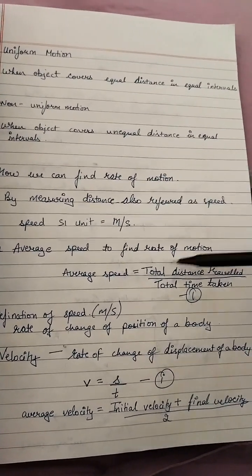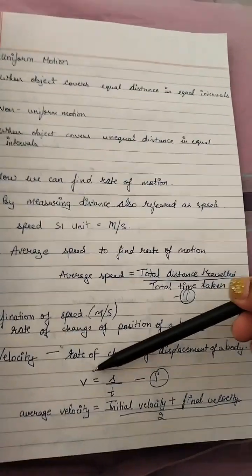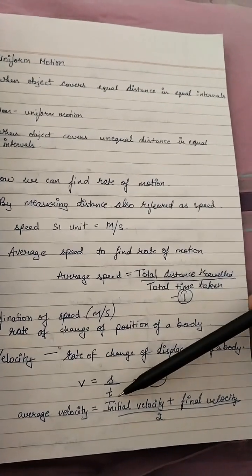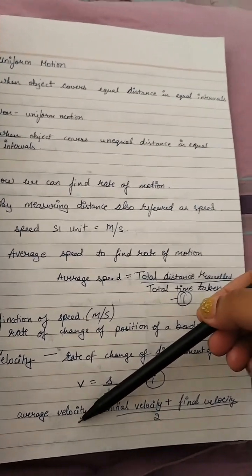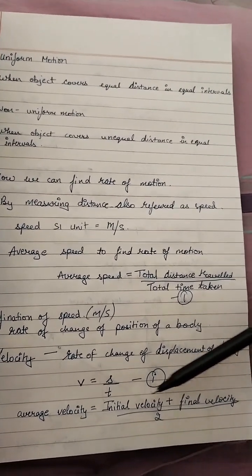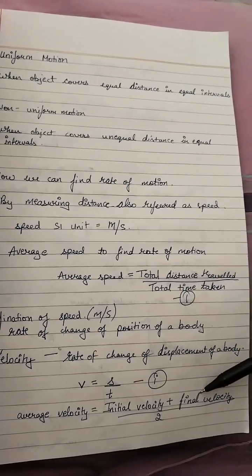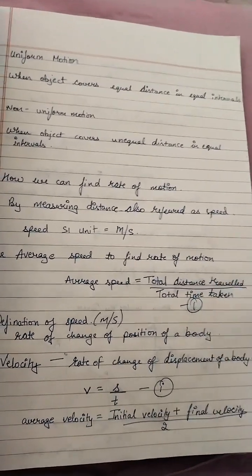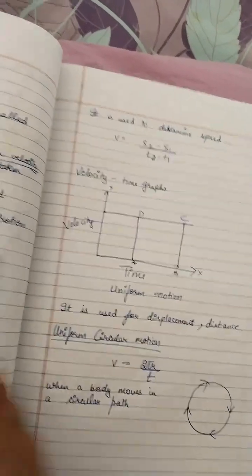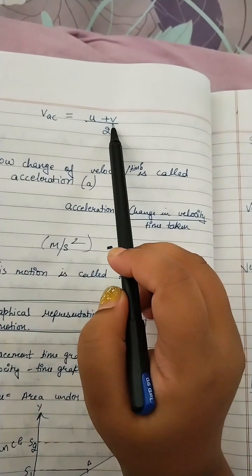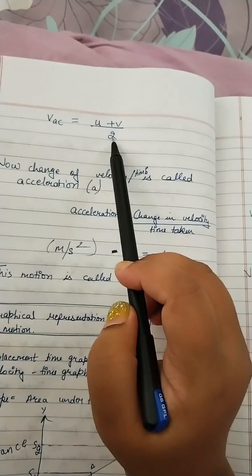Now here we see average speed is represented as v, total distance traveled is represented as s, and total time taken is represented by t. Now what is the formula for average velocity? It is the initial velocity, that is the starting velocity, plus the final velocity, the sum of these divided by 2 gives us average velocity. Initial velocity is represented by u, the final by v, and divided by 2.